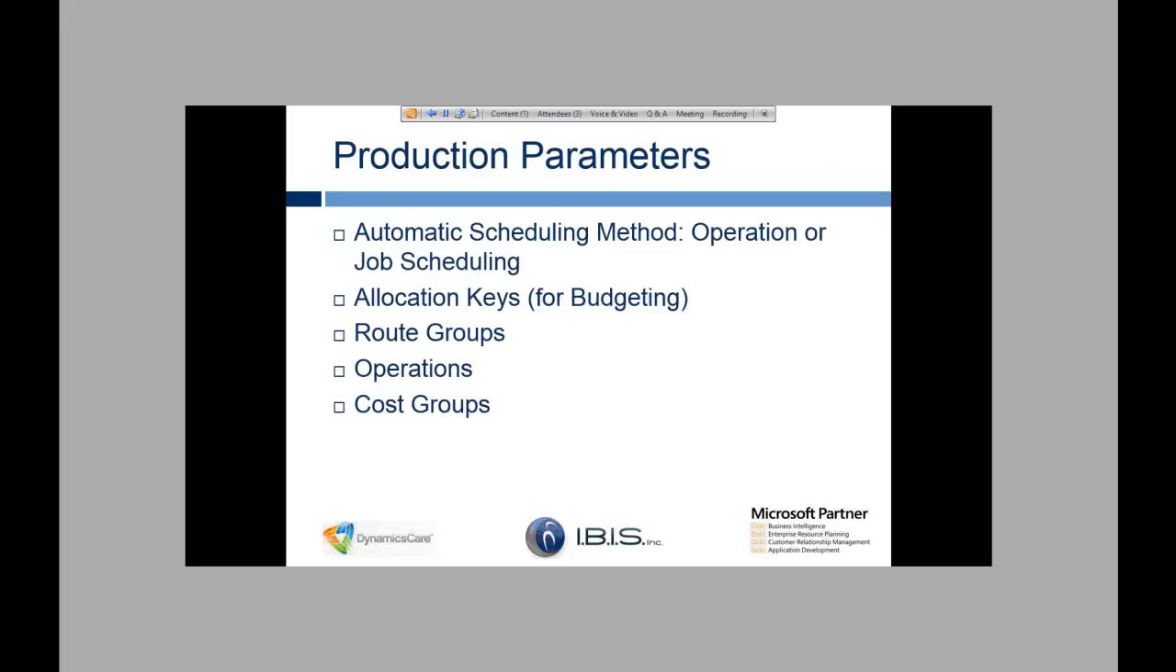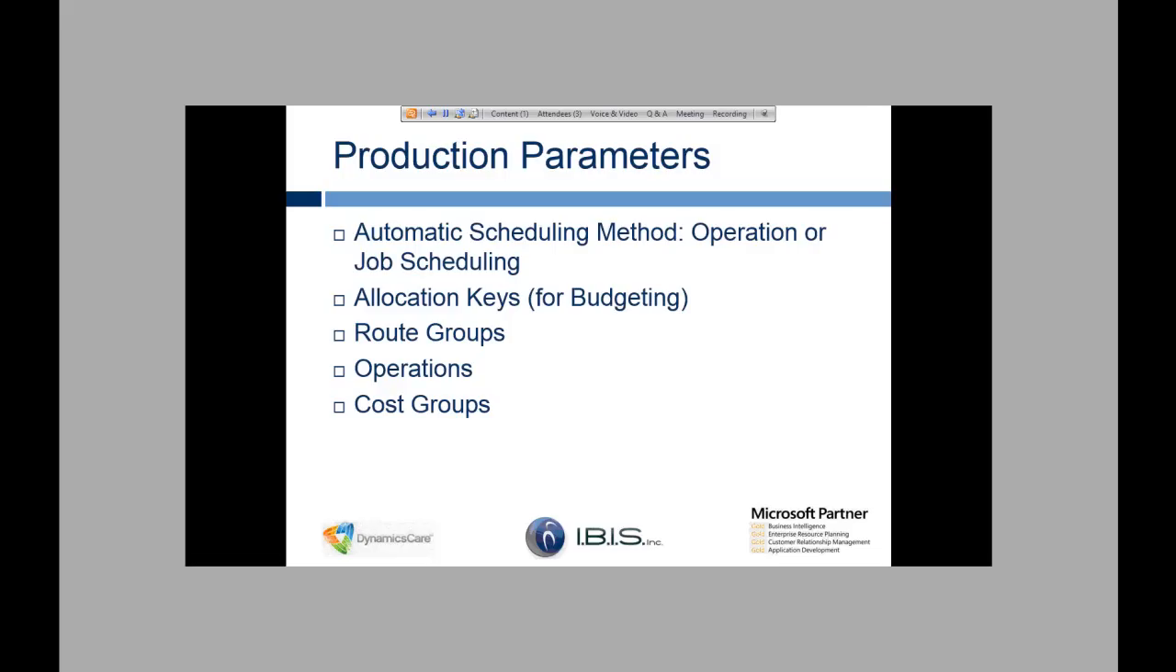Some of the production parameters. A big component of this is whether you choose operation or job scheduling. They're a little bit different in the production process. There's some settings that are different, and it also differs with how costs are recorded. So that's specific to your company about whether you choose operation or job scheduling. Allocation keys, those can be set up for budgeting. So you can budget this towards a project or just in general a budget that you've uploaded.